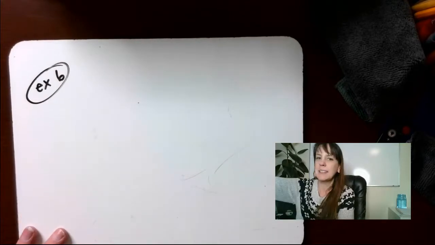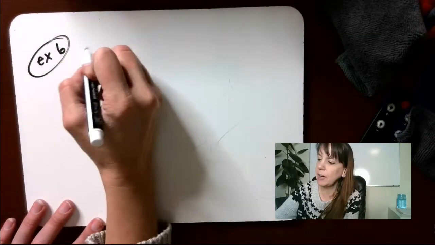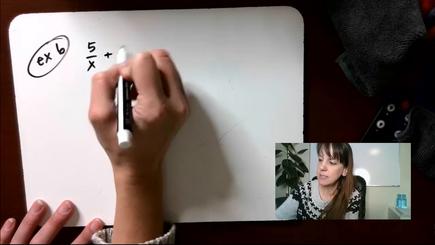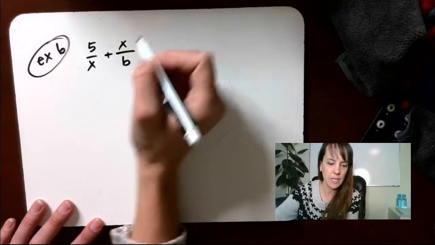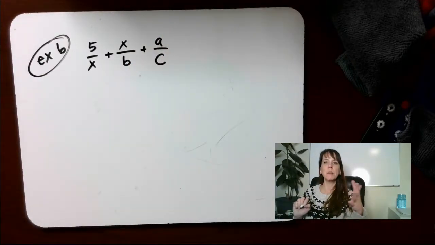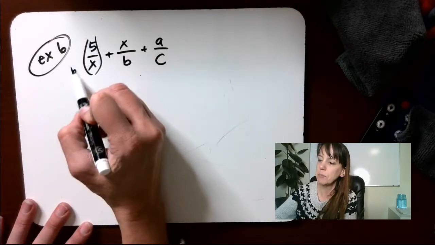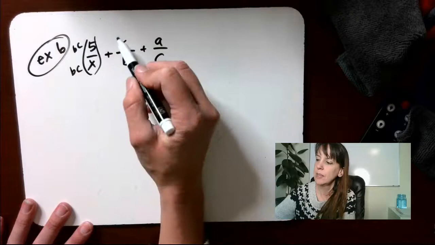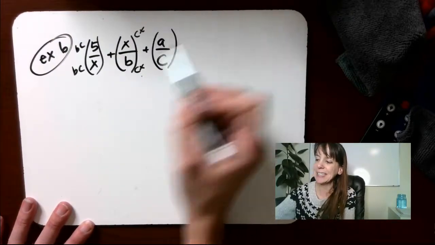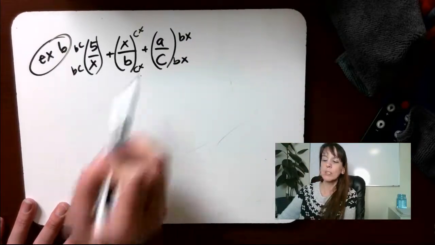Okay, example 6. I lost my place. 5 over x plus x over b plus a over c. All right, so our common denominator has to have a b, a c, and an x. This one is missing bc, so bc. This one is missing cx, cx. This one is missing xb, or bx. Let's say bx, bx.